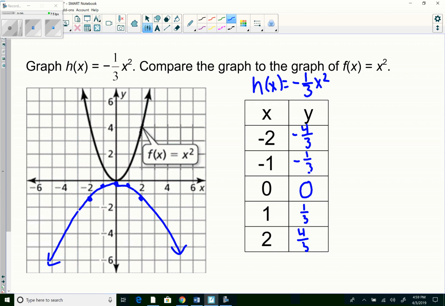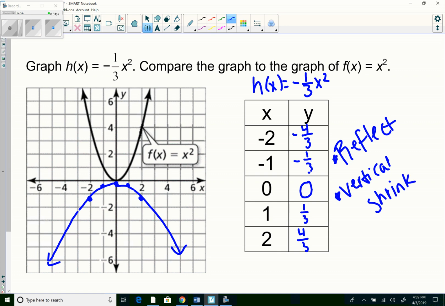Okay, so now if we look, there's two things that are happening with this graph. Number one, it's reflecting. So that graph is flipping over that x-axis, so it's reflecting. And then the next one, this is getting closer to that x-axis, so we're just basically going to say that this is a vertical shrink. So those are the two transformations that are happening.